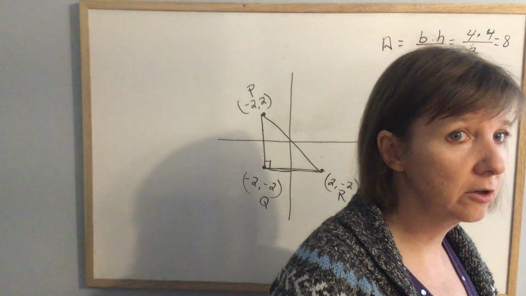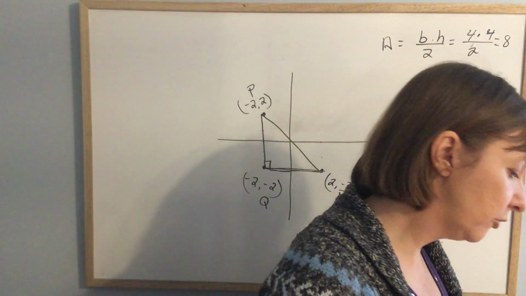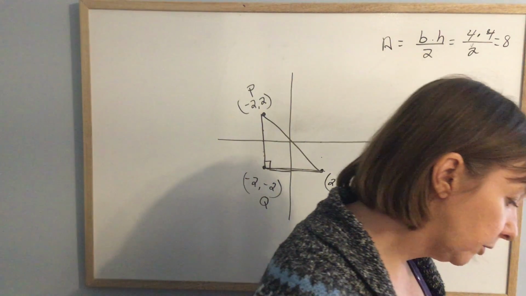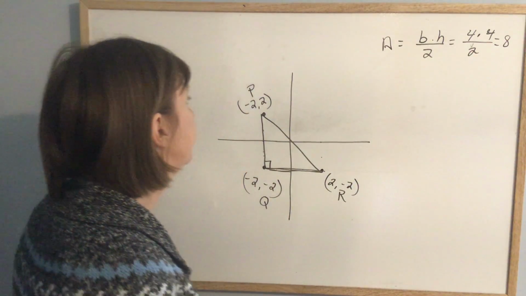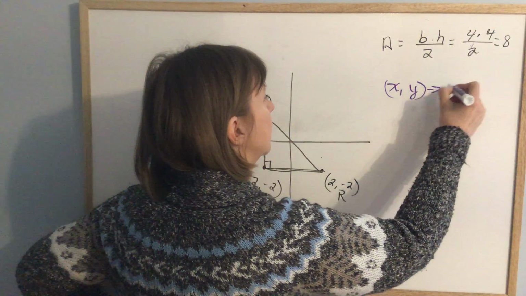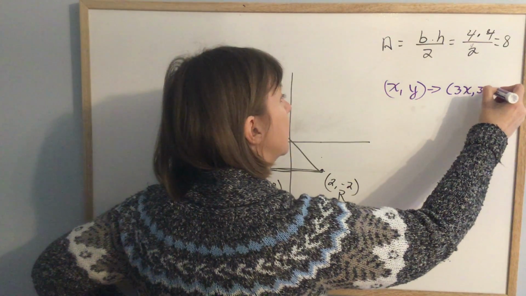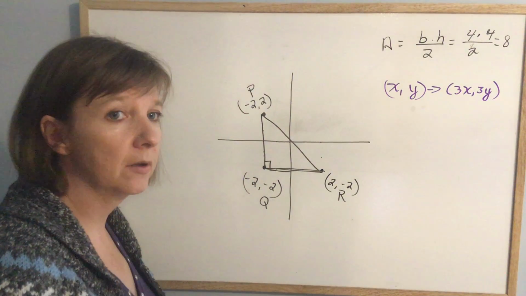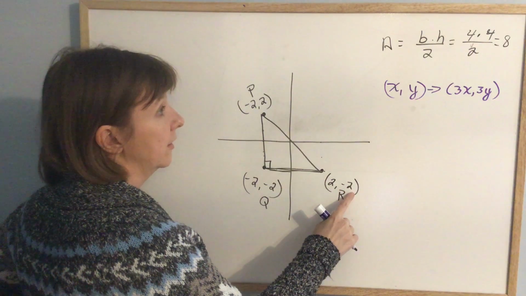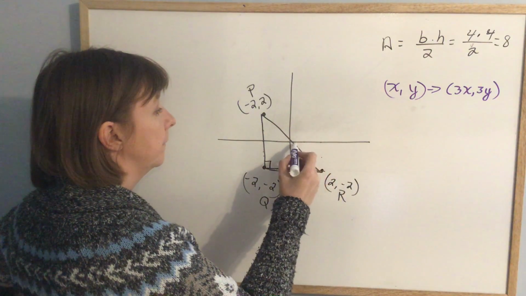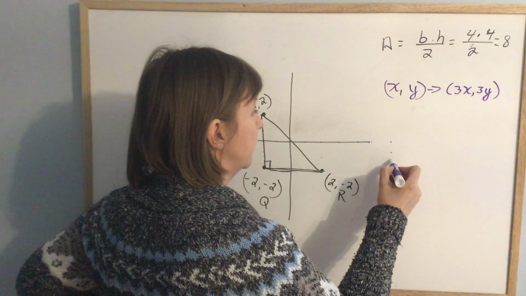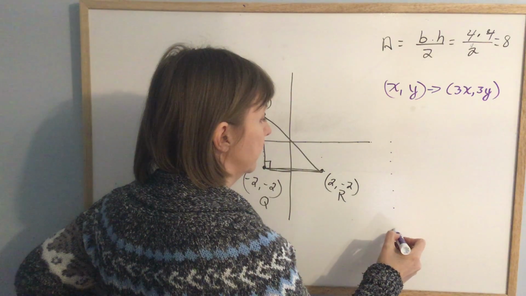And units squared, centimeters squared if you're using centimeters graph paper. Now it says find the image under the mapping 3x, 3y. So it gives you, it looks like this. So it just wants you to multiply everything by 3. So if I do that, this point is going to be 6 and negative 6, because I just multiply those. So 1, 2, 3, 4, 5, 6. 1, 2, 3, 4, 5, 6.